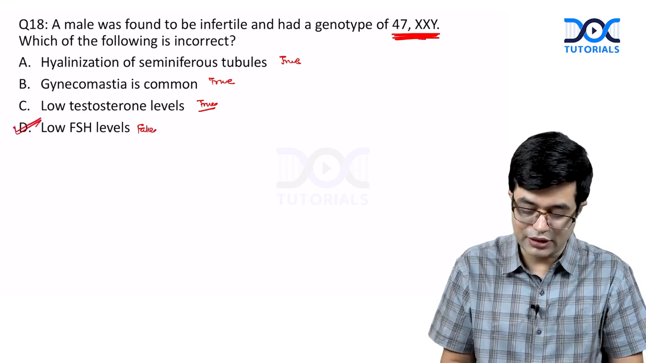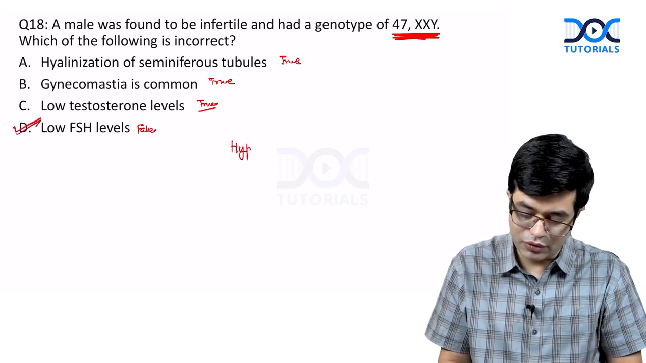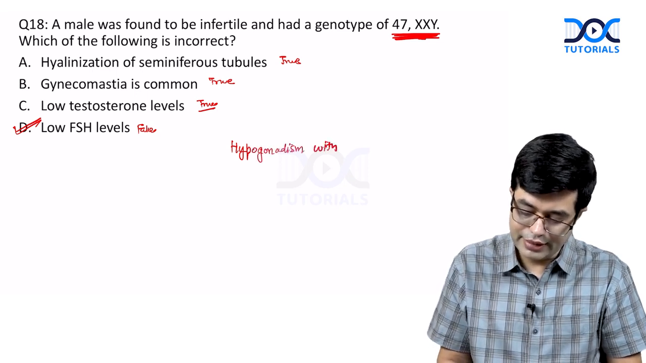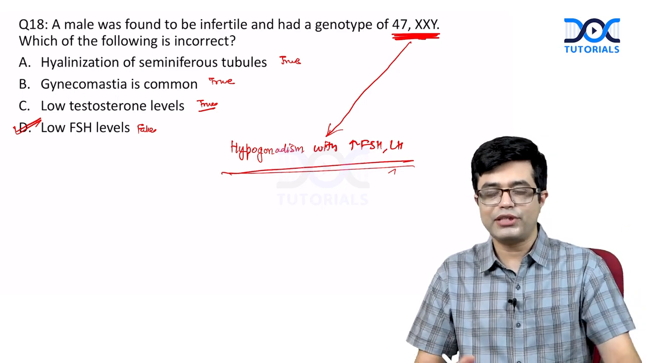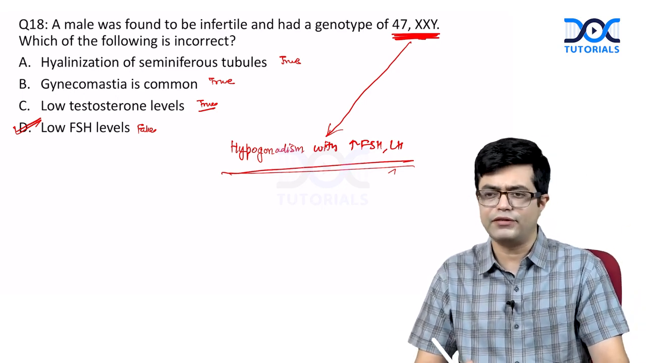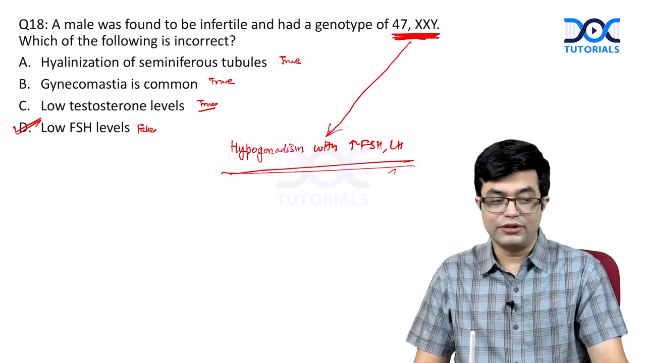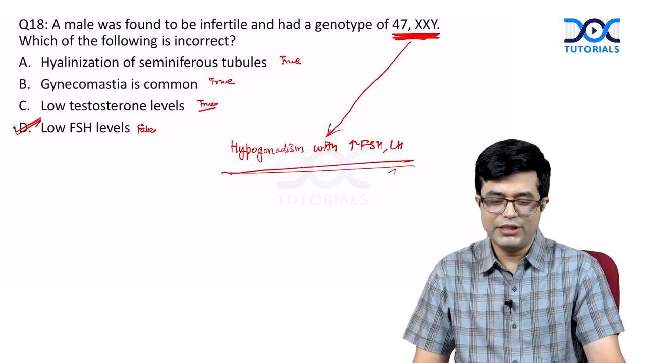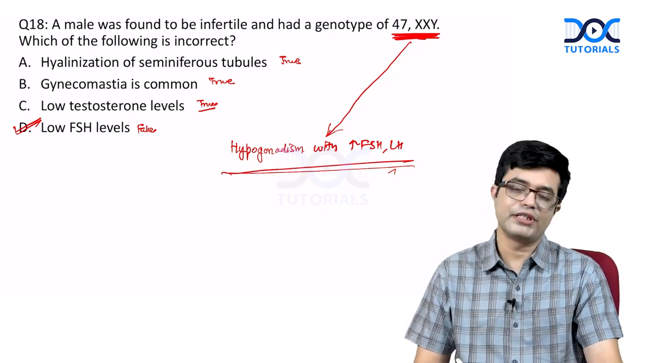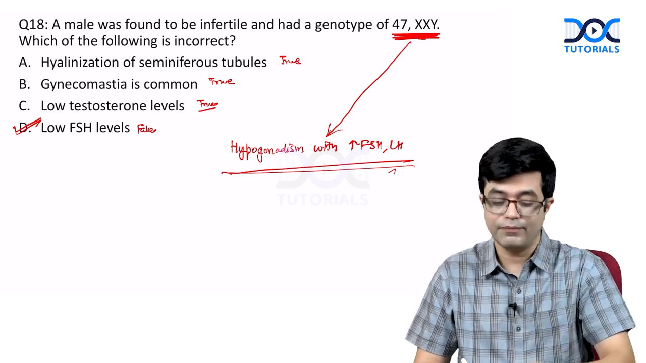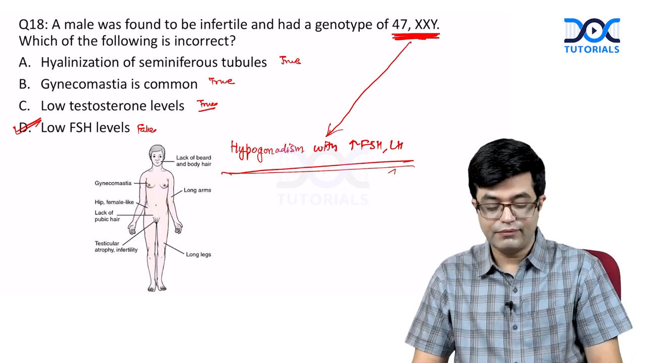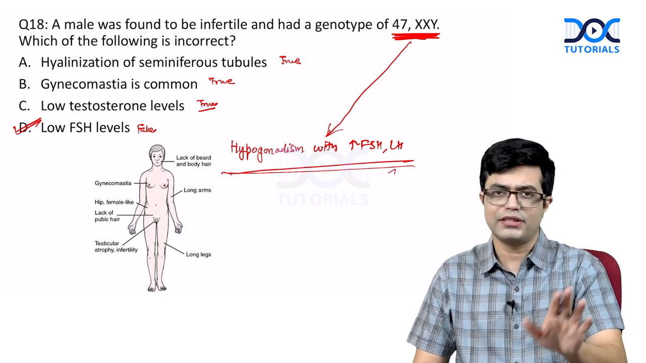So low FSH is not seen. These patients have hypogonadism with raised FSH and LH levels in patients of Klinefelter syndrome, right? So it's an overlap question. There is a bit of physiology here, a bit of pediatrics, a bit of genetics, all of them combined, and a bit of OBG also, because they're talking about hormones. So low FSH levels are not seen, high FSH levels are seen because the feedback inhibition of testosterone is gone. So this is the typical person with Klinefelter syndrome. We have discussed it already.